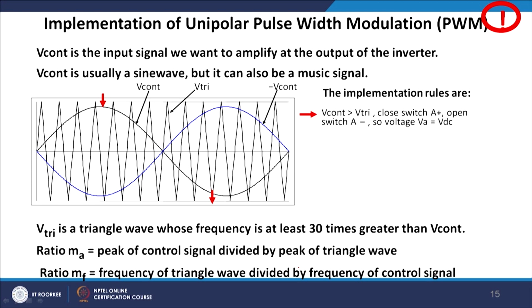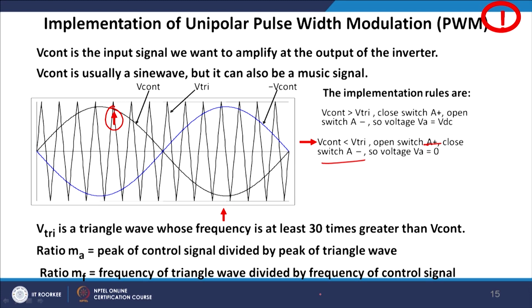Where V control is more than V tri, the upper switch A plus closes and the A minus opens, thus you are getting a voltage VDC for the full bridge configuration. In the same way, when the other condition is satisfied, in this region V control is less than V tri, then the upper switch A plus opens and the A minus switch closes. So, you get a voltage 0, not minus VDC.